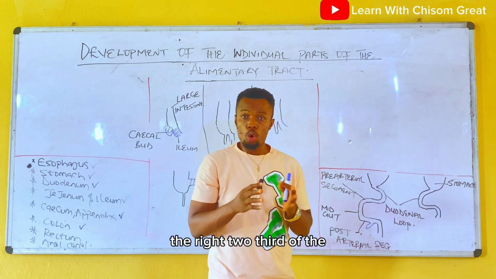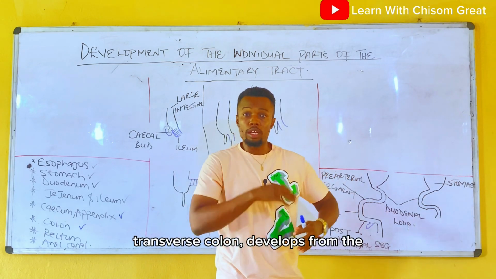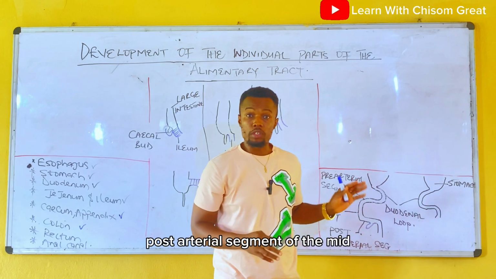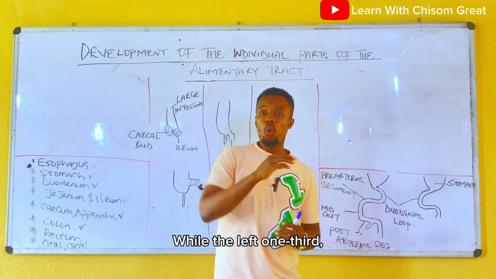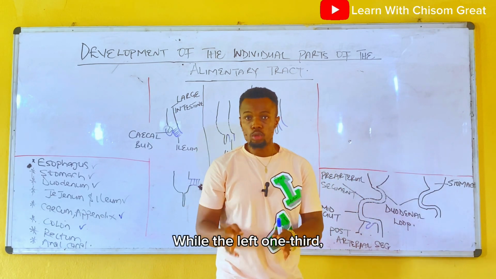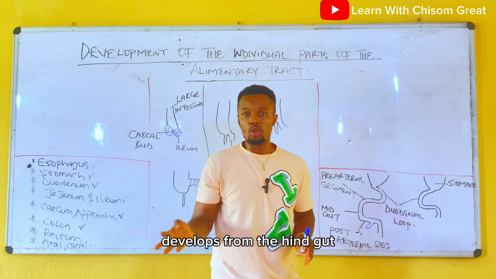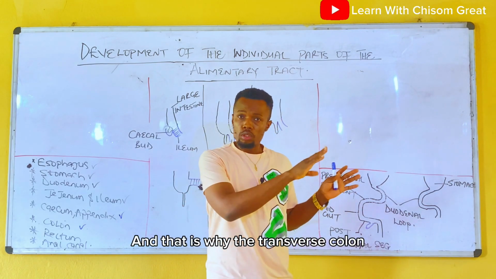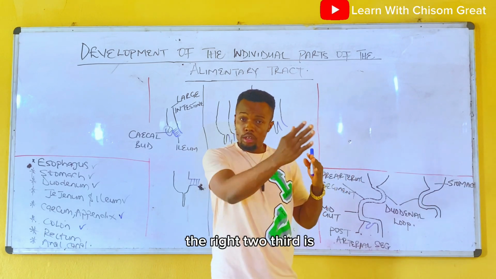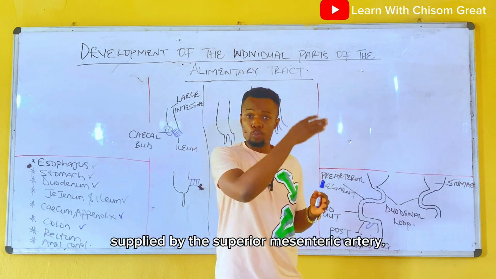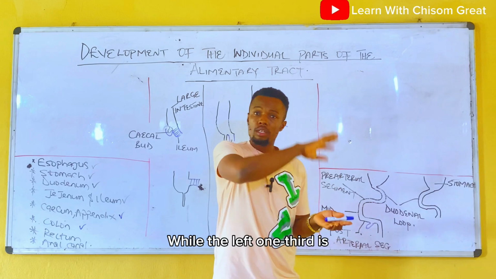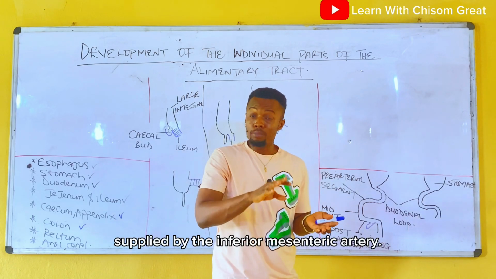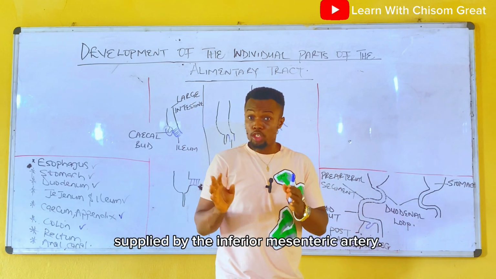The right two-thirds of the transverse colon develops from the posterior segment of the midgut loop, while the left one-third develops from the hindgut, and that is why the transverse colon, the right two-thirds, is supplied by the superior mesenteric artery, while the left one-third is supplied by the inferior mesenteric artery.